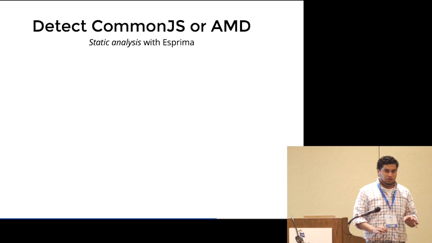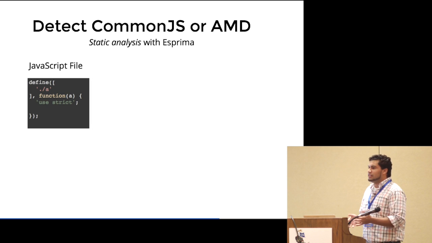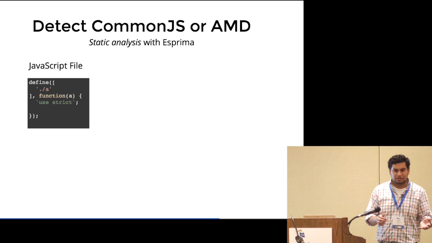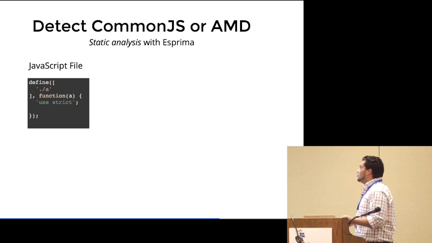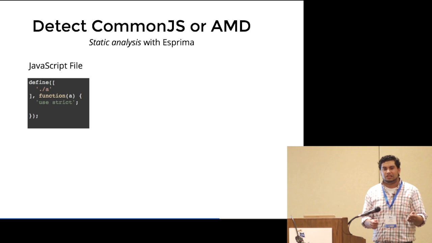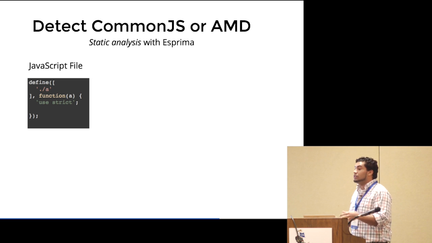So let's dig in to some of the key points here. How do you detect if a JavaScript file is in AMD or CommonJS format? Well, to do that, we use static analysis. I'll define what static analysis is. In the JavaScript case, we're specifically using a tool called Esprima to achieve this.